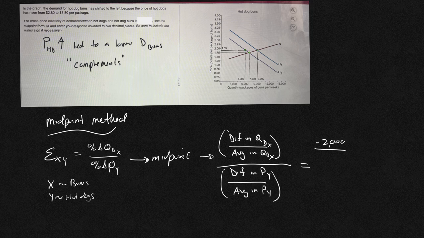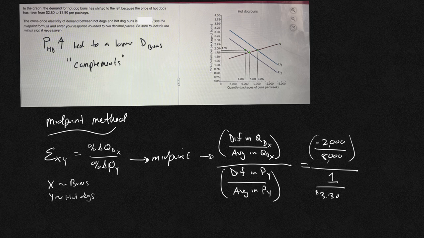Now, what's the midpoint of 7,000 and 9,000? The midpoint there is 8,000. That's going to be our numerator. Our denominator is going to be my difference in the price. Well, the price went from $2.80 to $3.80. Well, that's going to be just $1, and it's positive. And then we need to figure out what's the midpoint between these two things, and that's going to be $3.30.